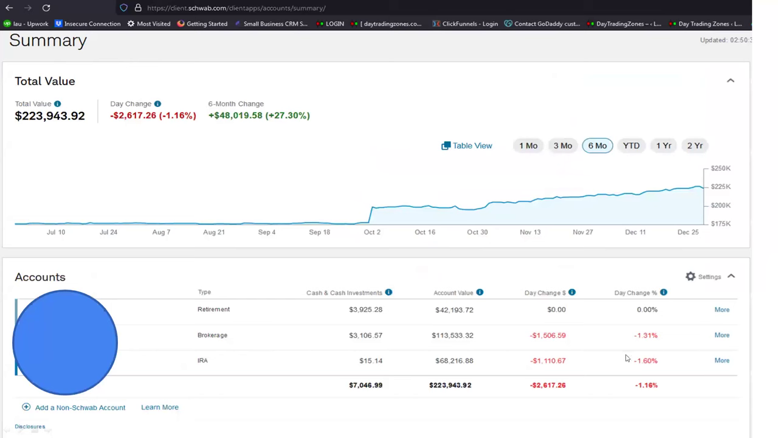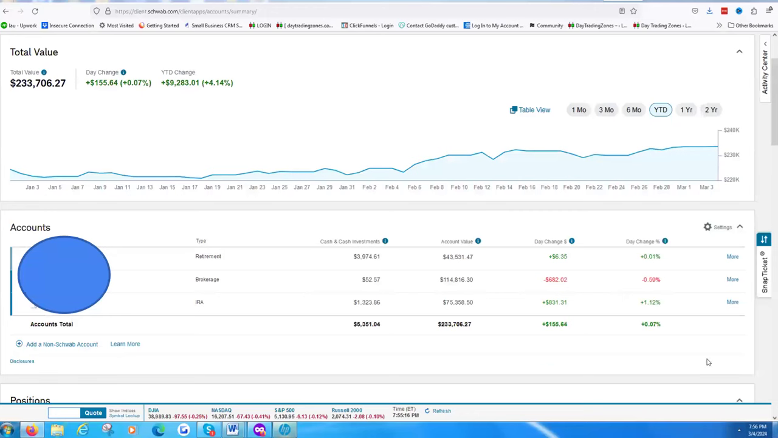I started the year, well, I finished the year with $223,943 in the retirement accounts. And this was December 25 of this year. And we were up 27% across accounts. By the way, the best investor of all time is Warren Buffett, and he clocked 20%. Now, the new update as of Tuesday, as you can see, bottom right, was $233,706. So I had another extra $9,000 in those long-term investments, in retirement.